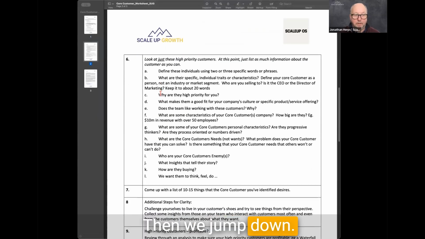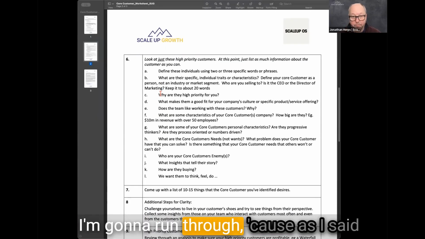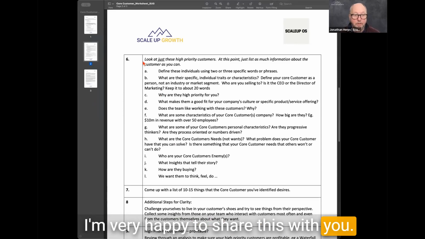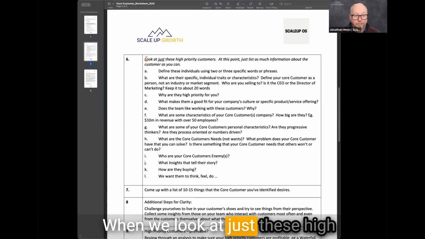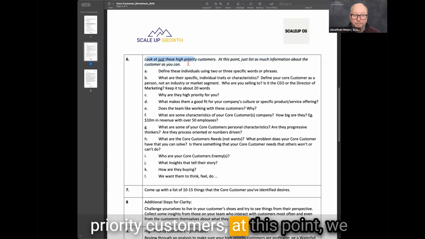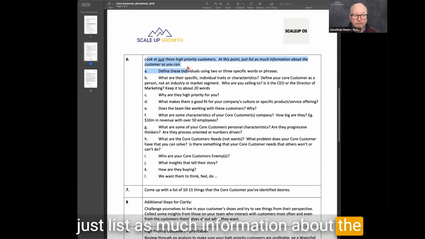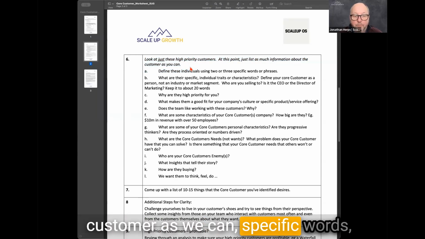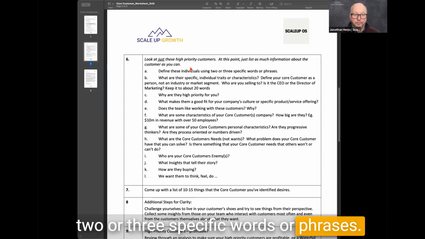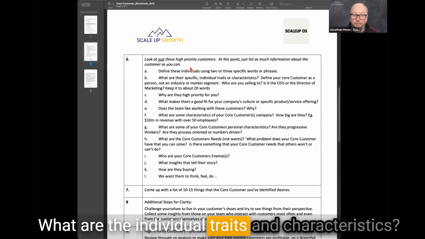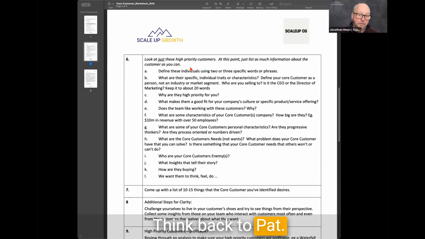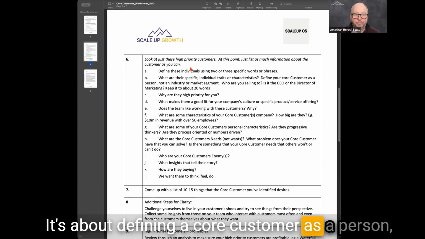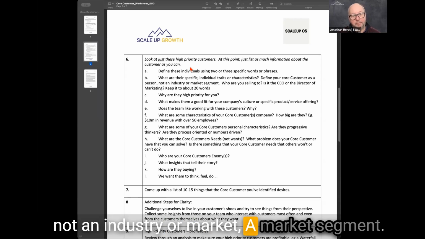Then we jump down. I'm going to run through because, as I said, I'm very happy to share this with you. When we look at just these high priority customers, at this point, we just list as much information about the customer as we can. Specific words, 2 or 3 specific words or phrases. What are their individual traits and characteristics? Think back to Pat. It's about defining your core customer as a person, not an industry or a market segment.